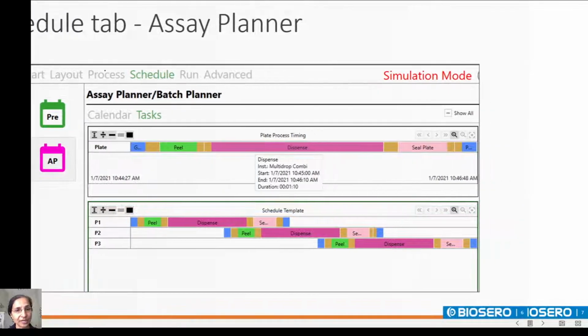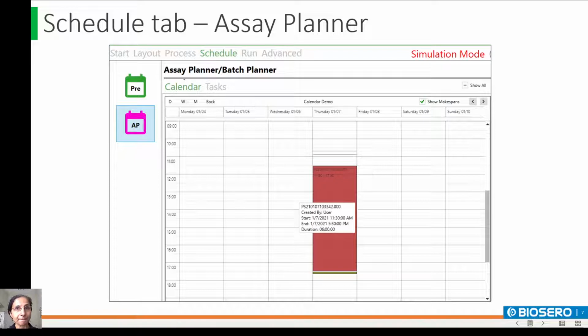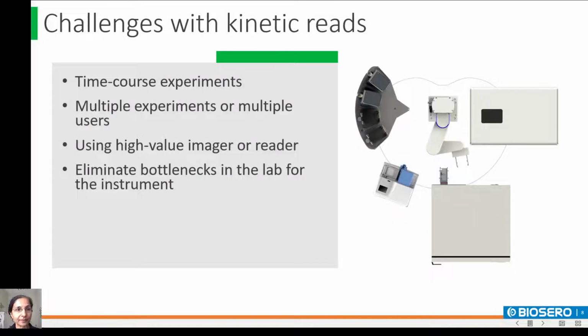Let us talk about another scenario where you are doing time course experiments. In your lab, researchers want to use the high-value imager for kinetic reads, and it is a bottleneck as the work cell is being used by one person or being used for only one experiment. Don't you wish you could walk up to the work cell and start or plan your time course experiment? Sure you can, with the GBG Batch Planner plugin.